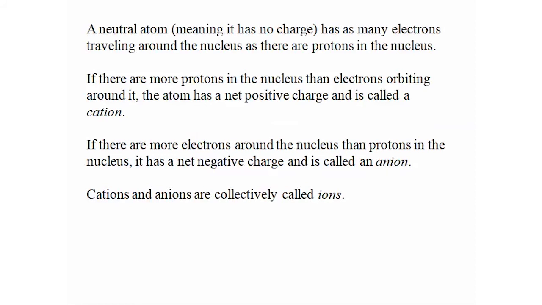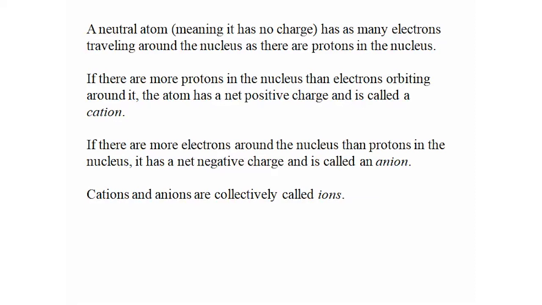A neutral atom, meaning it has no charge, has as many negative electrons traveling around the nucleus as there are positive protons in the nucleus. If there are more protons in the nucleus than electrons orbiting around it, then there are more positive charges than negative charges, and the atom will have a net positive charge. It is called a cation.